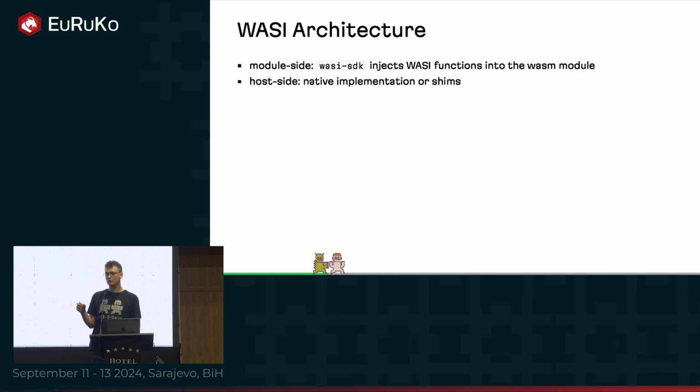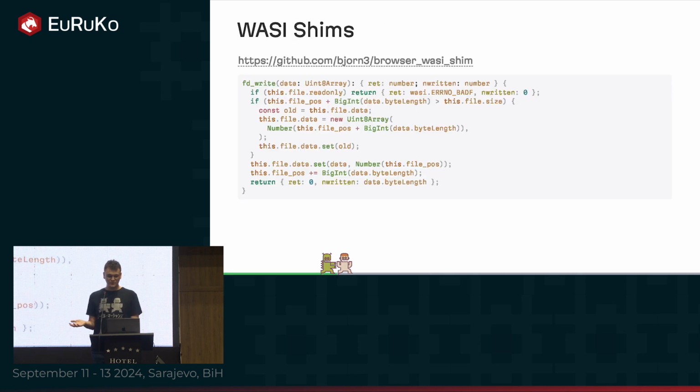To make WASM work with WASI, on the module side, we need to inject WASI functions instead of syscalls. And this is done via the WASI SDK. On the host side, there are two options. We either have an implementation of WASI functions, the WASI interface, or we need to use shims. And in the case of the browser, there are shims to use.